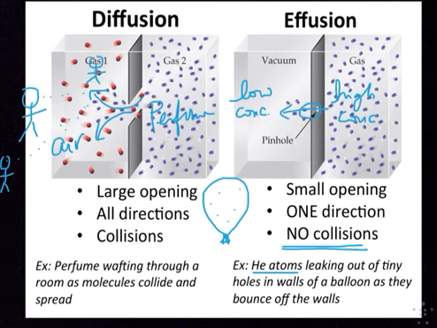the spaces between the rubber molecules that make up the balloon, or whatever material the balloon is made of, they're so tiny compared to the size of the molecules, and the molecules have a pretty low probability of hitting one of these holes, but over time, some of the molecules are going to hit the holes in the balloon and they're going to leak out. And this is why balloons deflate over time.